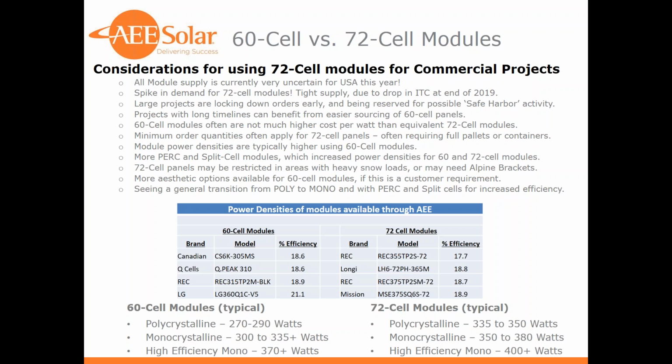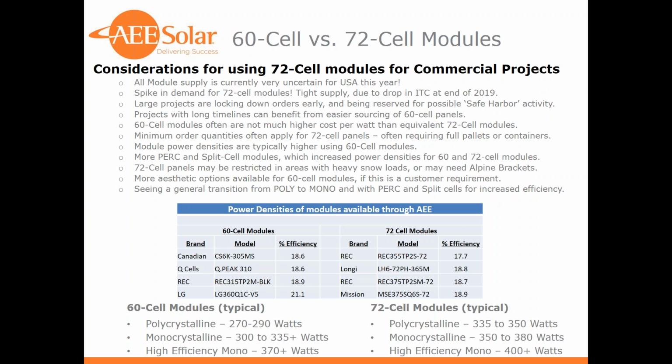Oftentimes, they're not much higher cost per watt than the equivalent 72 cell modules. You just need a couple more of them since they're less wattage. There's 60 cells as opposed to 72. But the power densities, sometimes we see higher power densities on the 60 cell modules. Since those are residential modules, mostly companies are using their better cells in those 60 cell modules, and then reserving the other cells for the 72 cells.